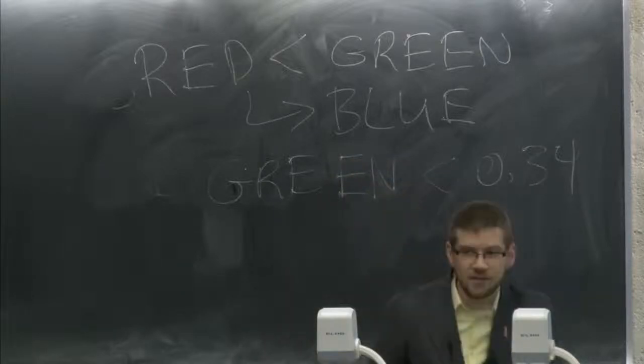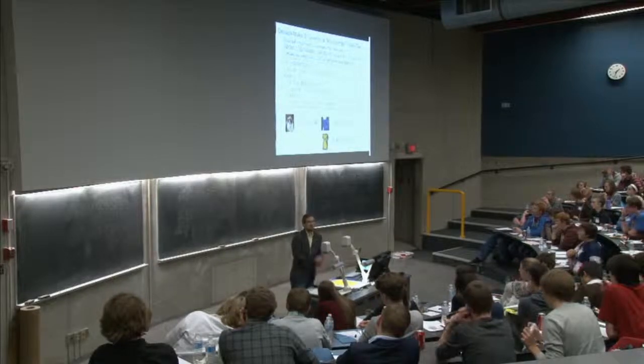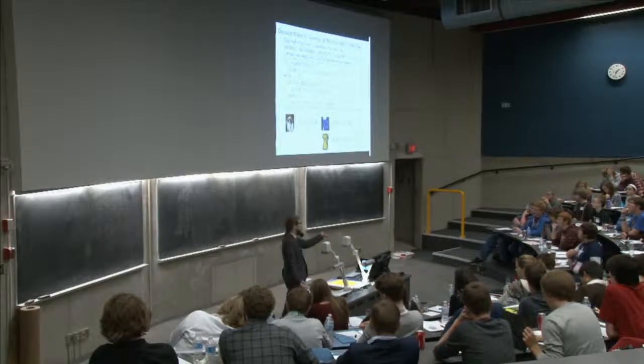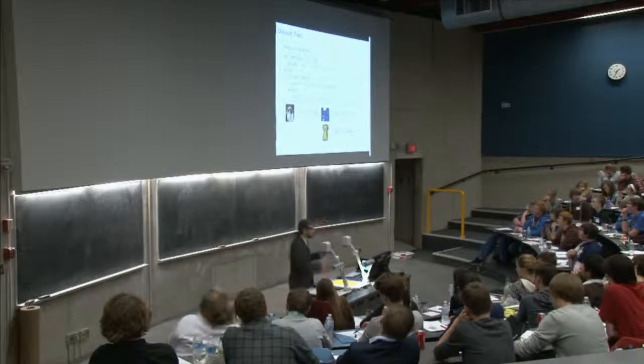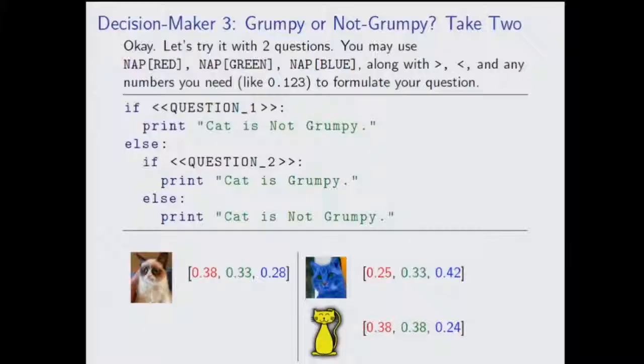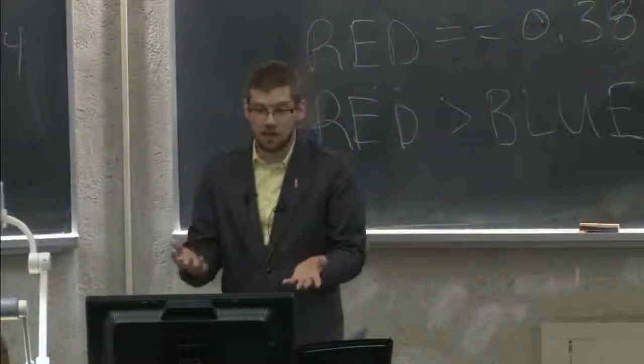Okay, so sometimes one question's not enough. Sometimes, depending on the data that you actually have and the decisions that you want to make, you might want to ask more than one question. Or you might want to ask a fancier question that has an "and" or an "or" or a "not" in it. That's fine. So here's another example of a solution to that problem where I'm asking 2 questions. First, I'll ask about nap red. If it's less than 0.33, I'll say the cat's not grumpy. This question also identifies the blue guy, by the way, right? Otherwise, I'll take a look at the green value and I'll decide if it's grumpy cat or the yellow cat. Okay. So now we're asking more complicated questions to make more complicated decisions.